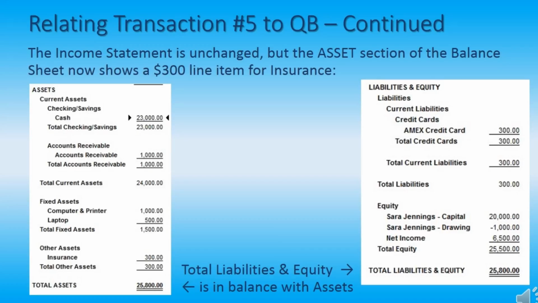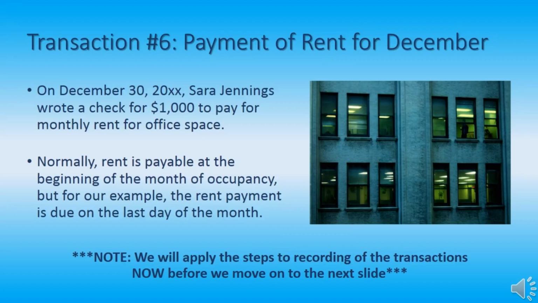Now we're ready for our last and final transaction, number 6. And now we're ready for our 6th and final transaction in this course, payment of rent for December. As you may recall in your T account exercises, on December 30th, 20XX, Sarah Jennings wrote a check for $1,000 to pay for monthly rent for office space. Normally, rent is payable at the beginning of the month of occupancy, but for our example, the rent payment is due on the last day of the month. Again, make sure you have all your handouts and forms, and make sure you understand the first 3 steps of journalizing this transaction before we move on to step 4.